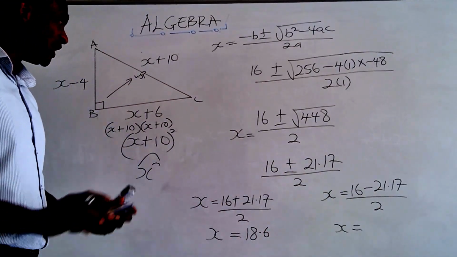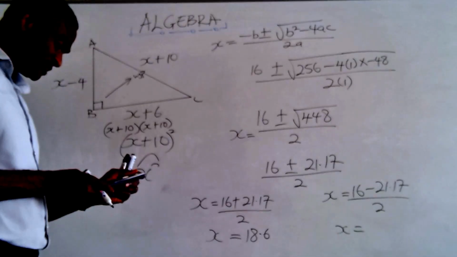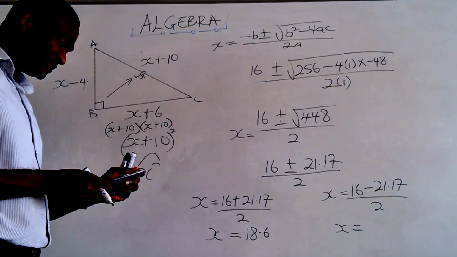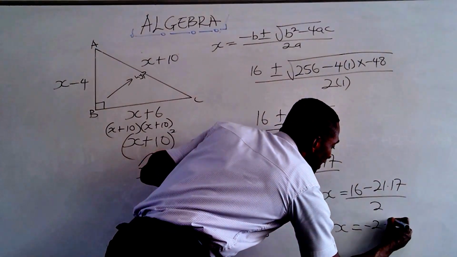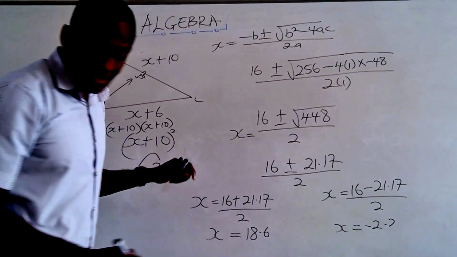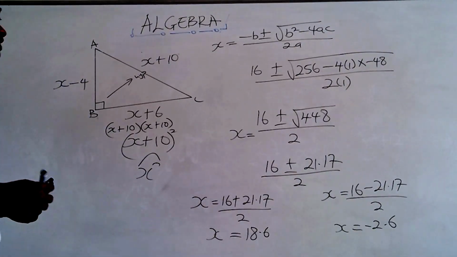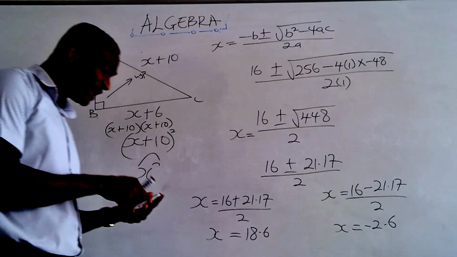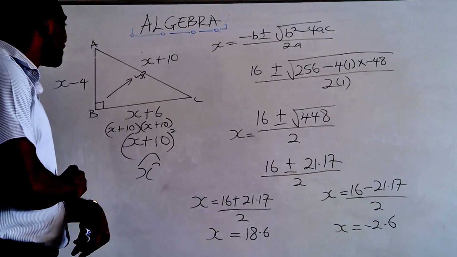And then on this side I have 16 minus 21.17. And when I divide by 2, I have negative 2.6 approximately. So these are the two values of x in this case. So we have to check the one that is valid. Because we are dealing with lengths, we also have to check for critical values here.